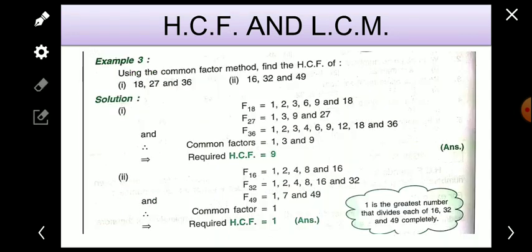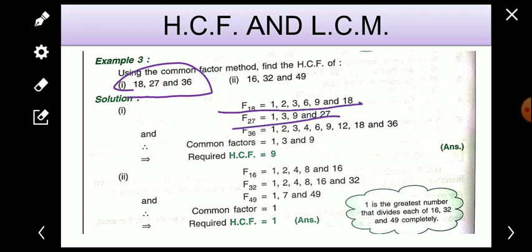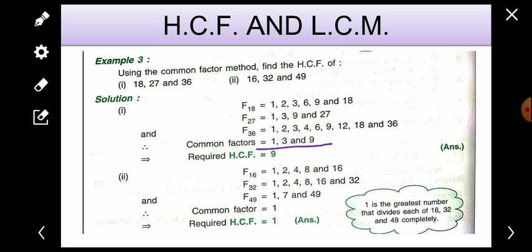Now, the second method. Okay, a few examples are given, you will find these: we have to find the highest common factor using the common factor method. Okay, so the first question is 18, 27, 36. What will we do? We will find the factors of 18, factors of 27 and factors of 36, and then we will find the common factors.